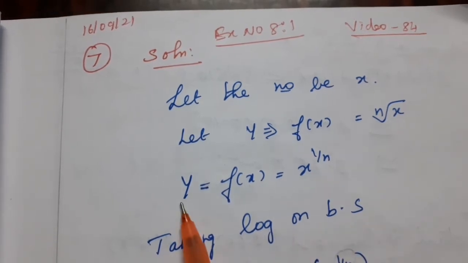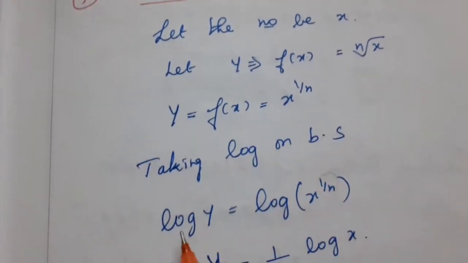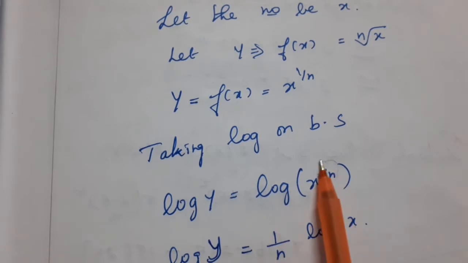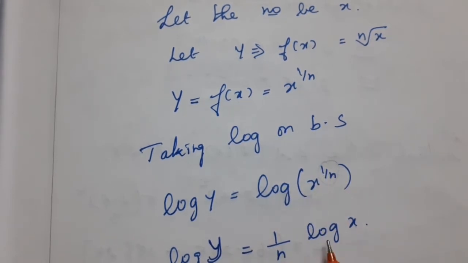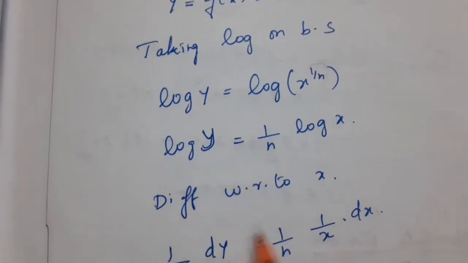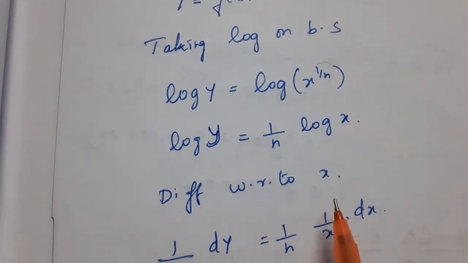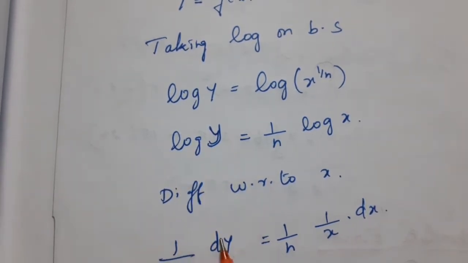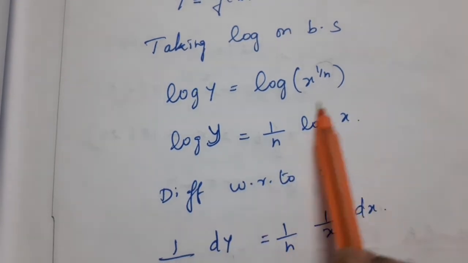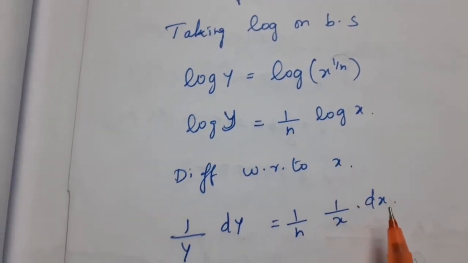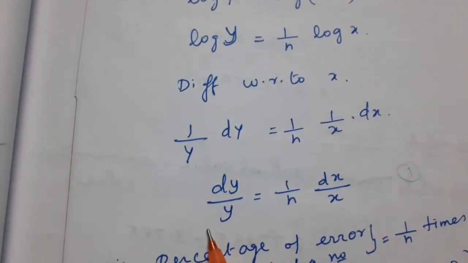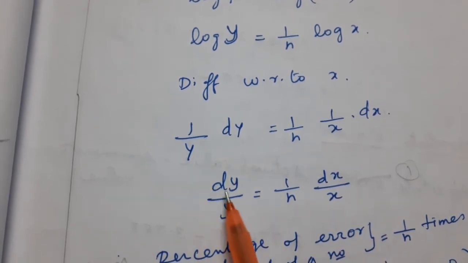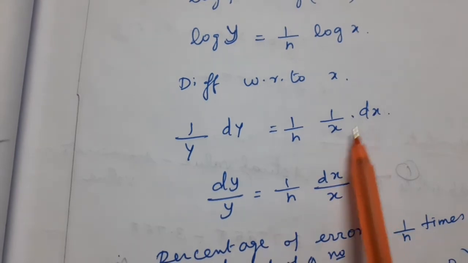Taking log on both sides, y equals x power 1 by n, so log y equals log of x power 1 by n. The power comes down as a product, log y equals 1 by n into log x. Differentiating with respect to x, log y gives 1 by y into dy, and 1 by n into log x gives 1 by x into dx. So dy by y equals 1 by n into dx by x.